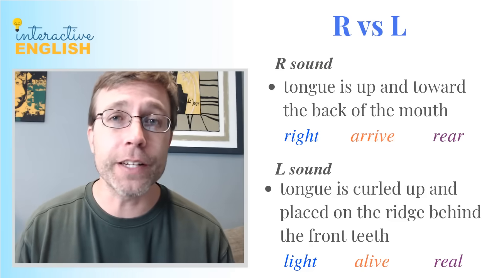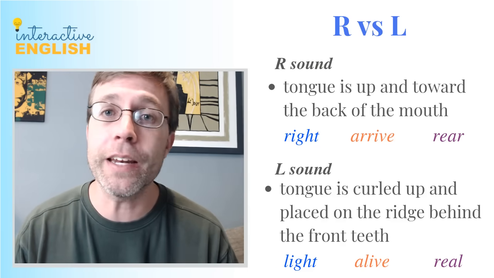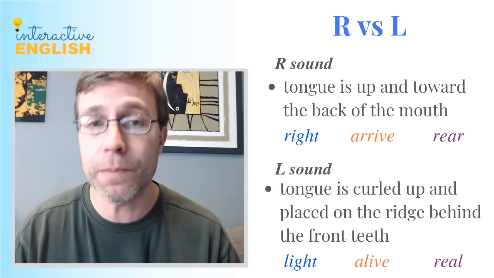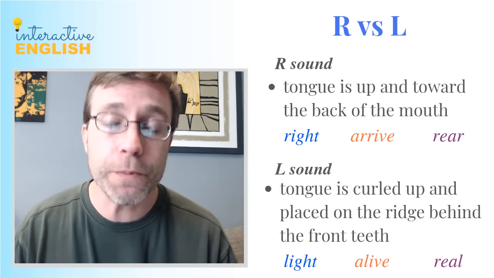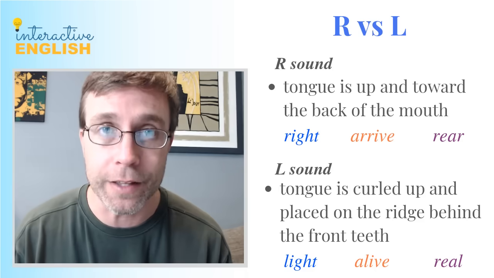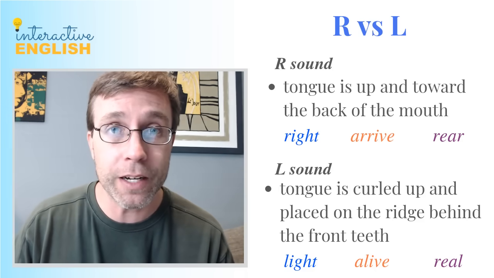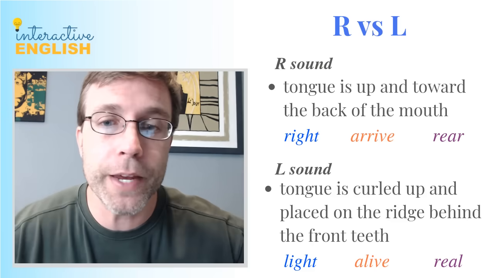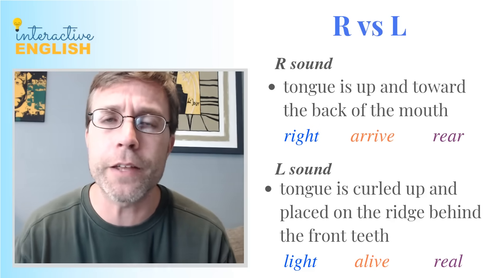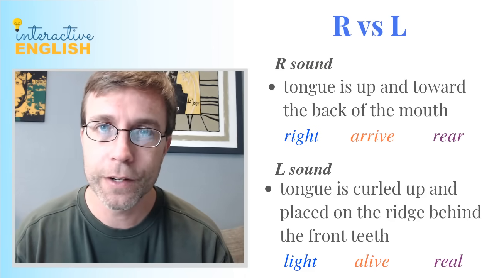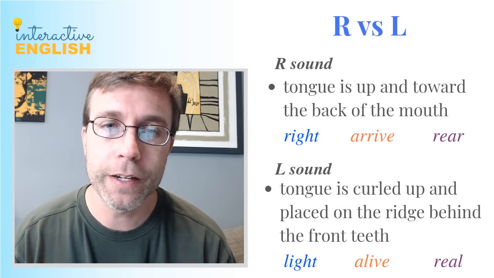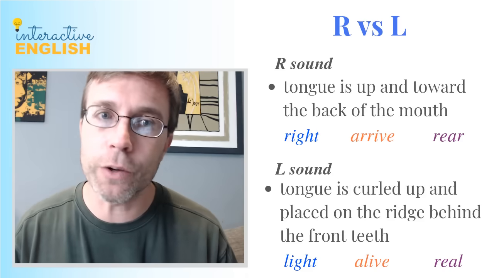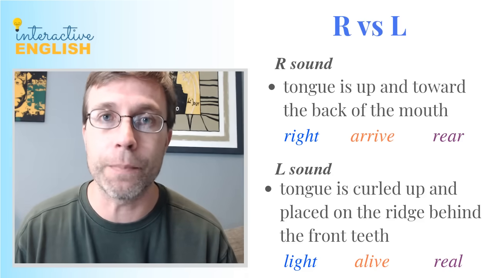Now for the L. For the L, the tongue is curled up and the tip of the tongue is placed on the ridge behind your two front teeth. So you should have the tip of your tongue touching that ridge. Let's say the words together. Light, alive, real. And each time you have that L, your tongue should be touching that top.